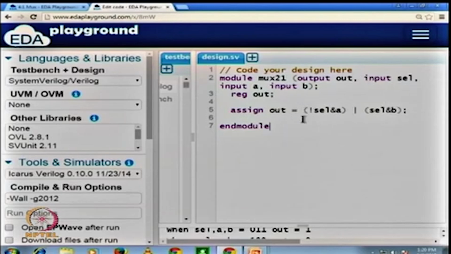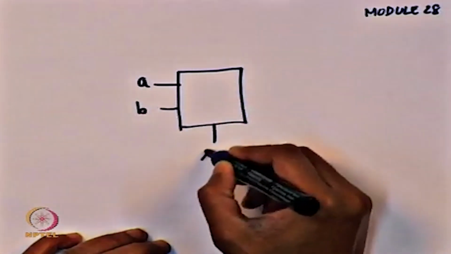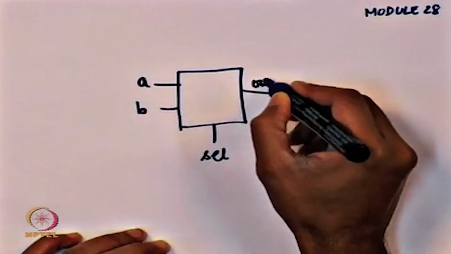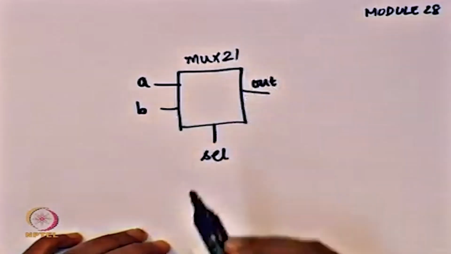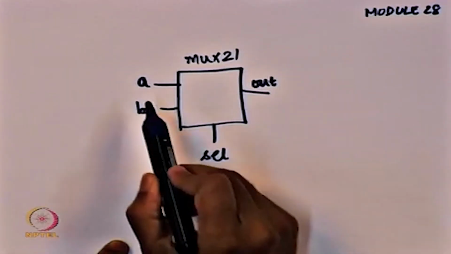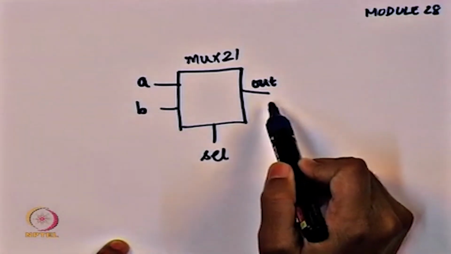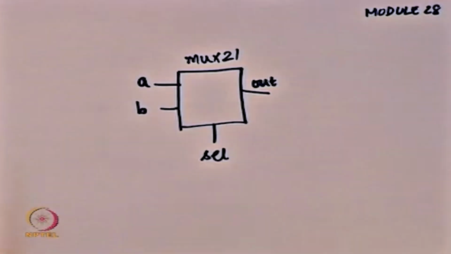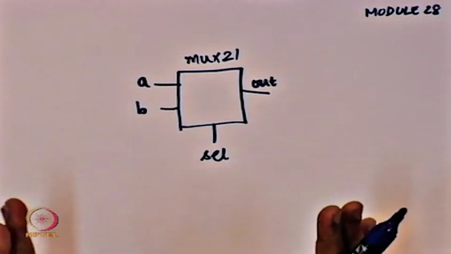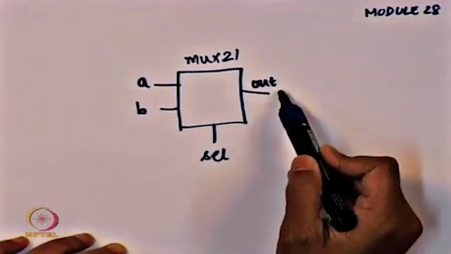If you look at the picture here, we have A, we have B, we have the select line, and we have the output. This is our mux21, and what we want from any combinational circuit is that any change in any of the inputs should potentially change the output. Remember, combinational circuits don't have memory. So the current input must be able to drive the current value of the output, which means any change in any of these things should change the output.